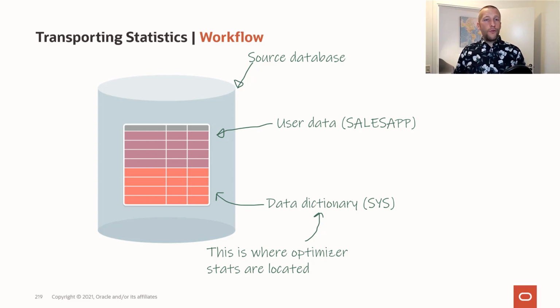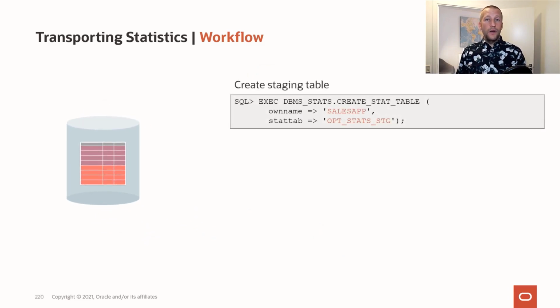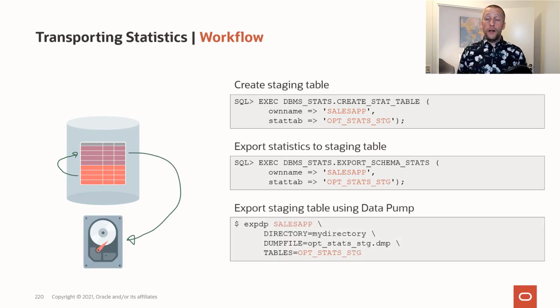So in order to transport that, we first have to create a staging table, which can hold a transportable format of the statistics. We can then unload the optimizer statistics from the data dictionary and into the staging table. And since the staging table is just a regular heap table, we can export it with data pump.